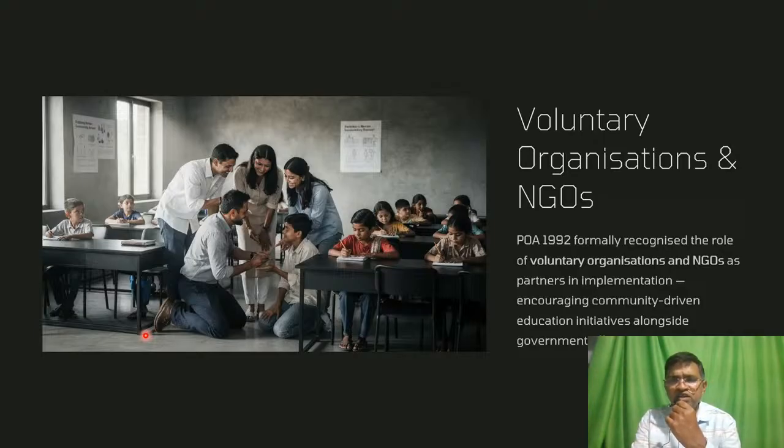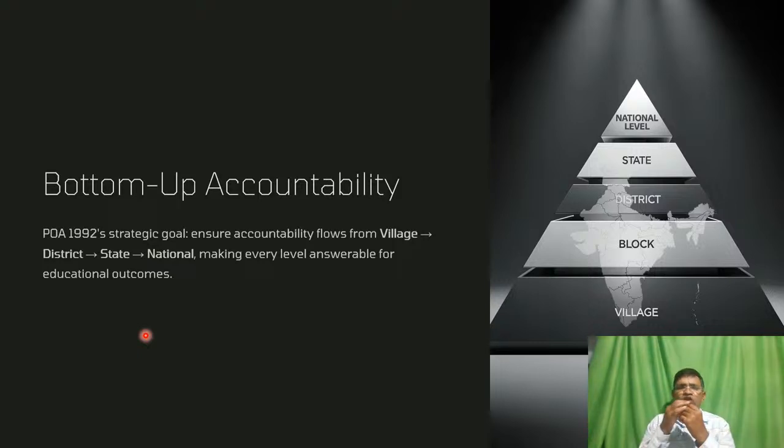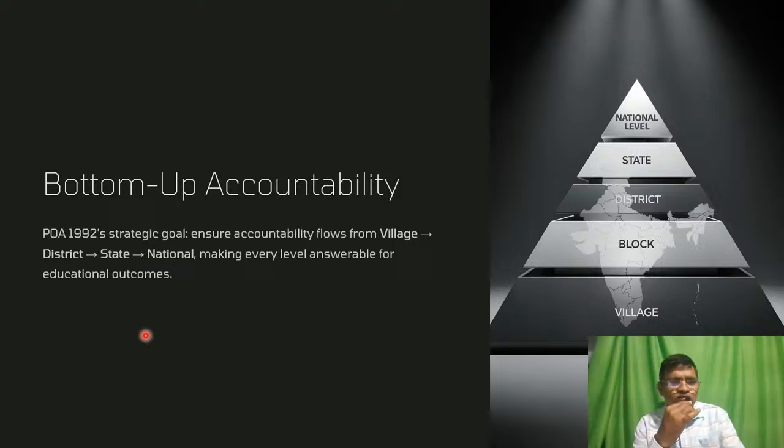Voluntary organizations, as well as NGOs, are given priority for teaching at the village level. Okay, so bottom-up accountability. The Program of Action 1992 has a strategic goal to ensure that accountability flows from the village to the block level, then the district level, then the state level and the national level. It is going to cover everything from the national level to the grassroots of the village. Okay, this is the thing.